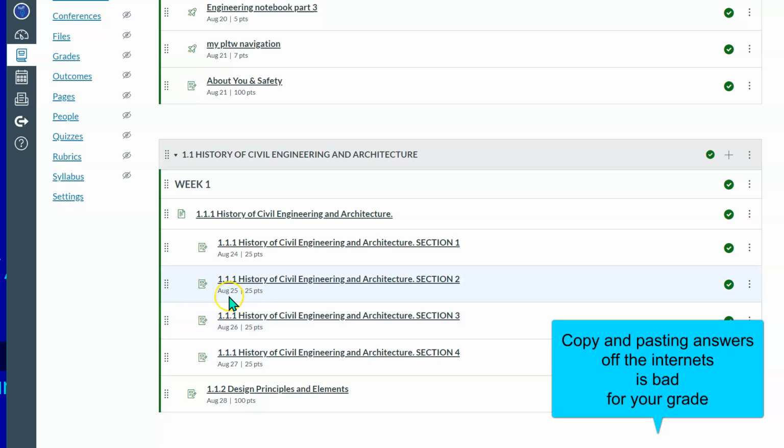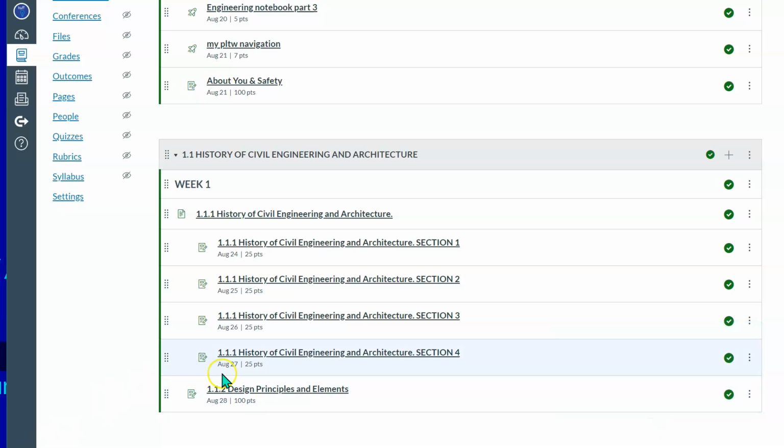The 25th, using the same e-notebook, you're going to add a section header for section two, and then you're going to answer the prompts that are in this one, and then turn that in on the 25th. On the 26th, you're going to also look at the prompts in this assignment and add those to your notebook, adding a new section and answering those prompts. I would suggest do one page per prompt to make it easy for me to grade. And then on the 27th, you'll add section four, answer the prompts on section four, and then turn that in on the 27th, and that will be that.